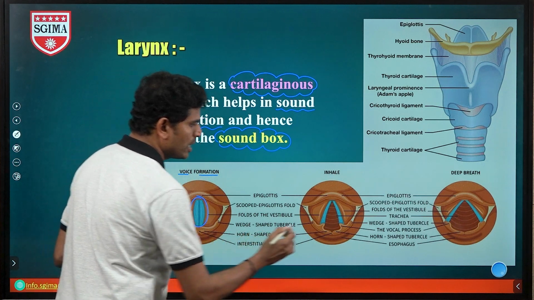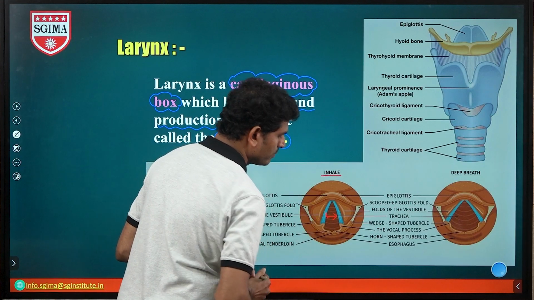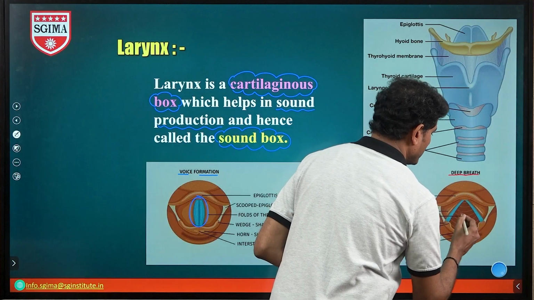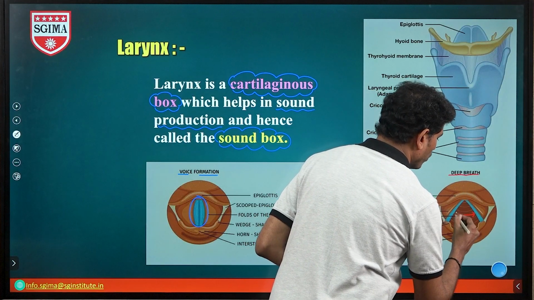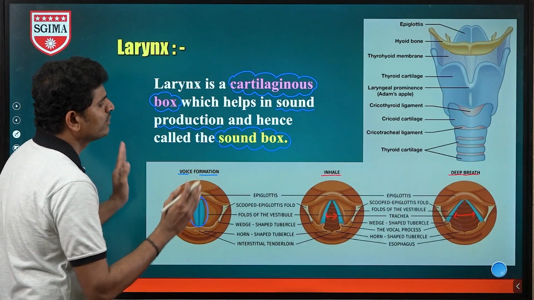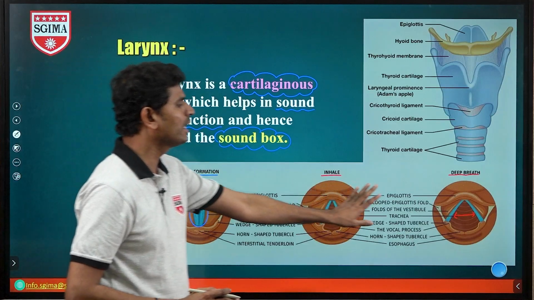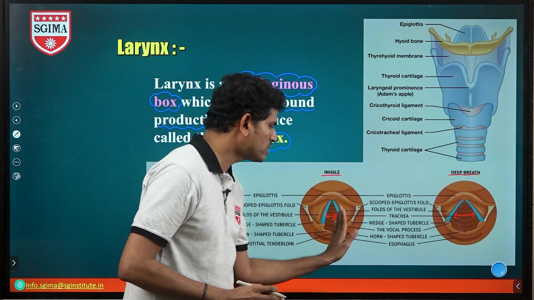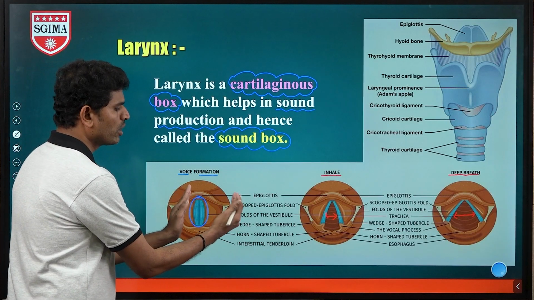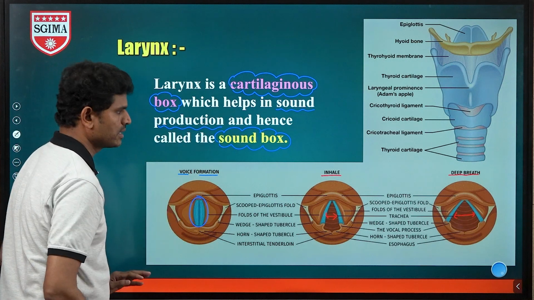इधर voice formation. Next one is inhalation के time पे इसके बीच में gap आते. Normal inhalation and forceful breathing, deep breath, the gap will be more. So this is about the location of the vocal cords during inspiration, inhalation. This will open during the voice production. The vocal cords become closer and they vibrate and produce the sound.